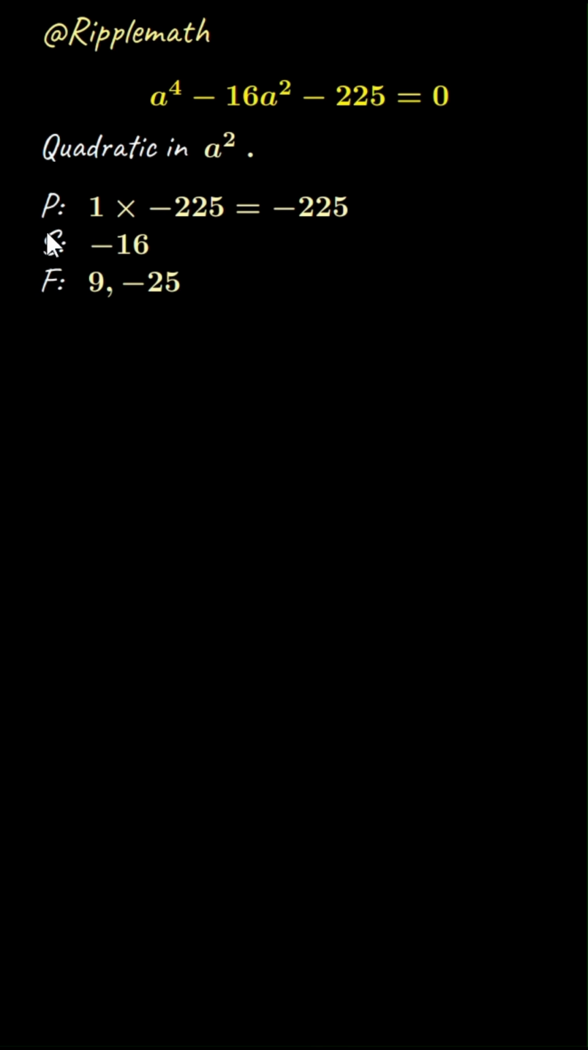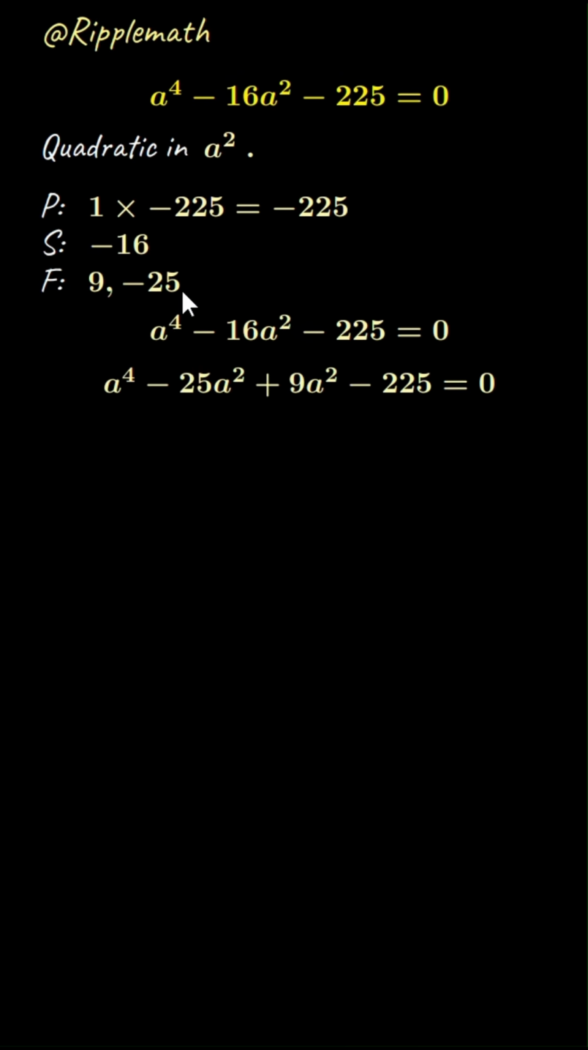So for those who don't know the PSF method, you take the product of the coefficient here and that one together. The sum is the middle coefficient, and these two numbers have to add up to give you the sum. So 9 minus 25 is minus 16, and 9 times minus 25 is minus 225. And then we're going to split up that middle term according to those numbers. So we split it up like that, and then factorize in pairs.